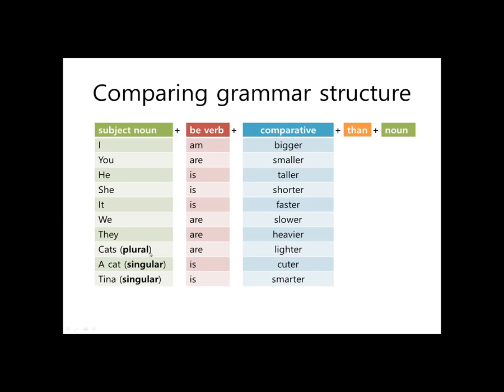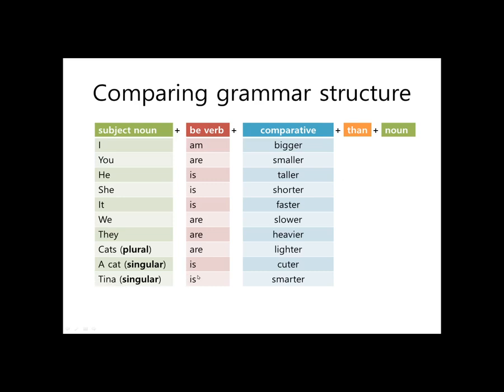Plurals, remember a plural is when there is more than one thing. So cats has an S, so this is more than one cat. So cats are. Singular, we use is, so one cat, a cat is. And with names, if it's just one person, then that's singular, so we use is.